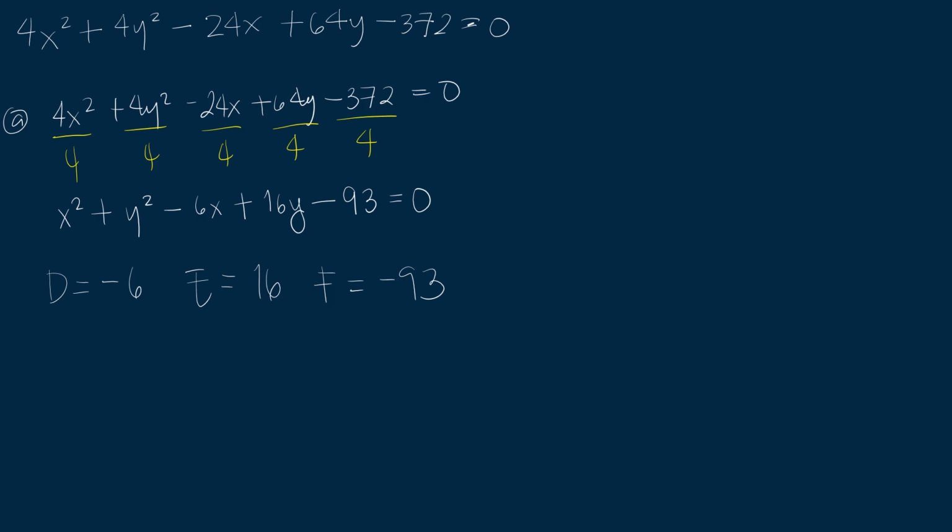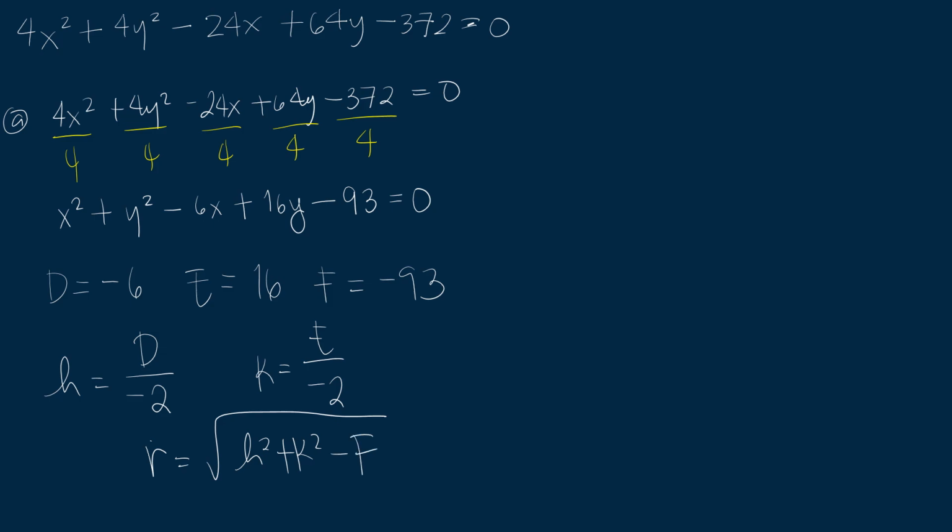It's almost the same process as completing the squares, but to get the value of h, you need to use the formula d over negative 2, for k is equal to e over negative 2, and for r, your radius, is equal to the square root of h squared plus k squared minus f. So applying the given formula, let us solve for h, or the value of the h coordinate. You will have negative 6 divided by negative 2, and that will result into positive 3.